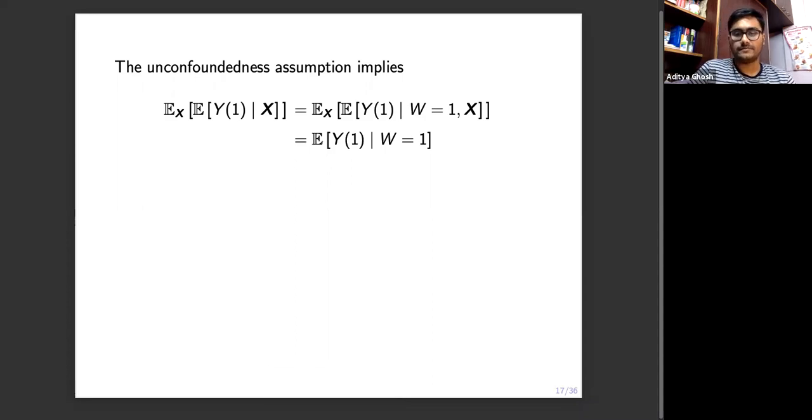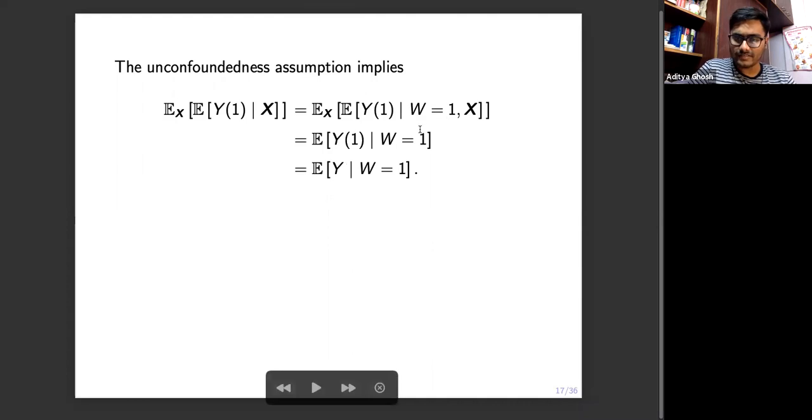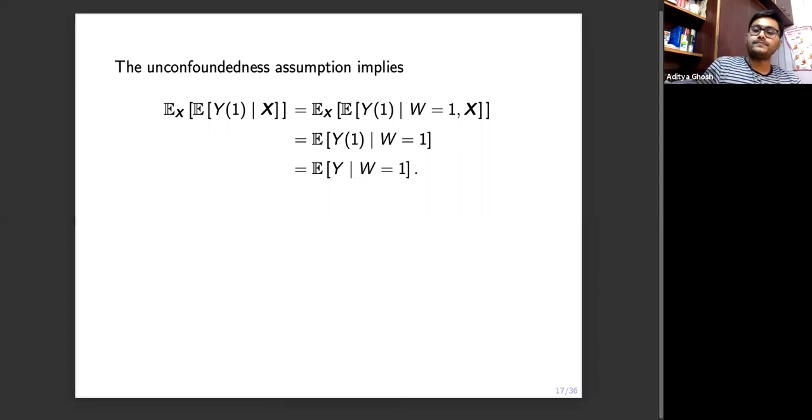And we can also write this as this, because remember the notation we used in the beginning, yi equal to yiw. If we fix w equal to 1, that means this person is being given the active treatment, and so y1 should be the same as the recorded outcome y. I mean, the recorded outcome is the same as the potential outcome y1.